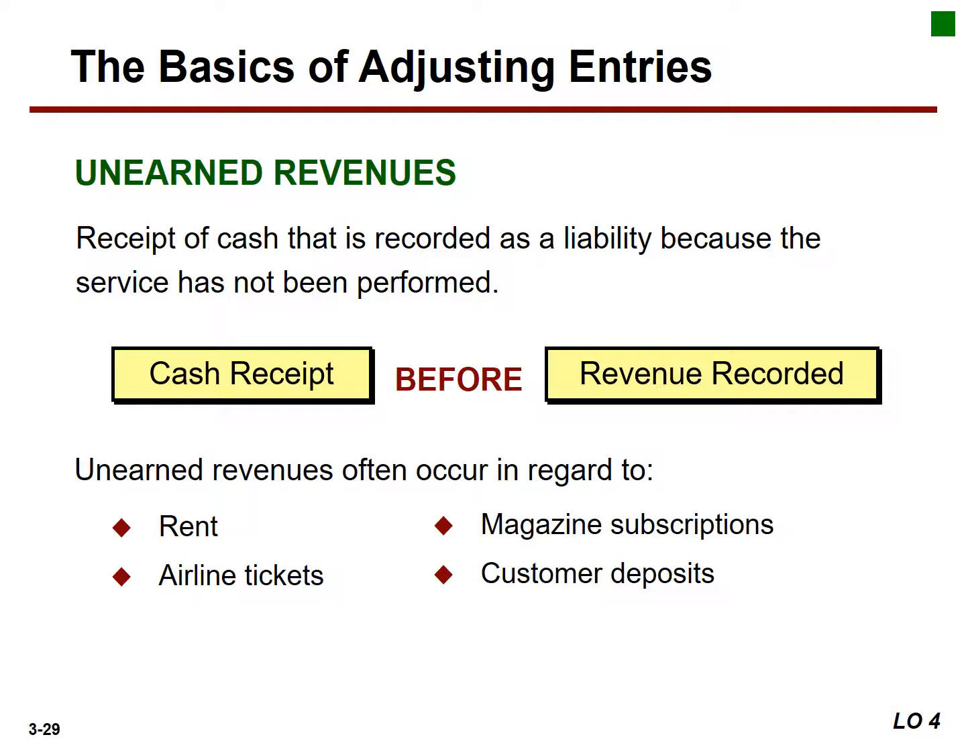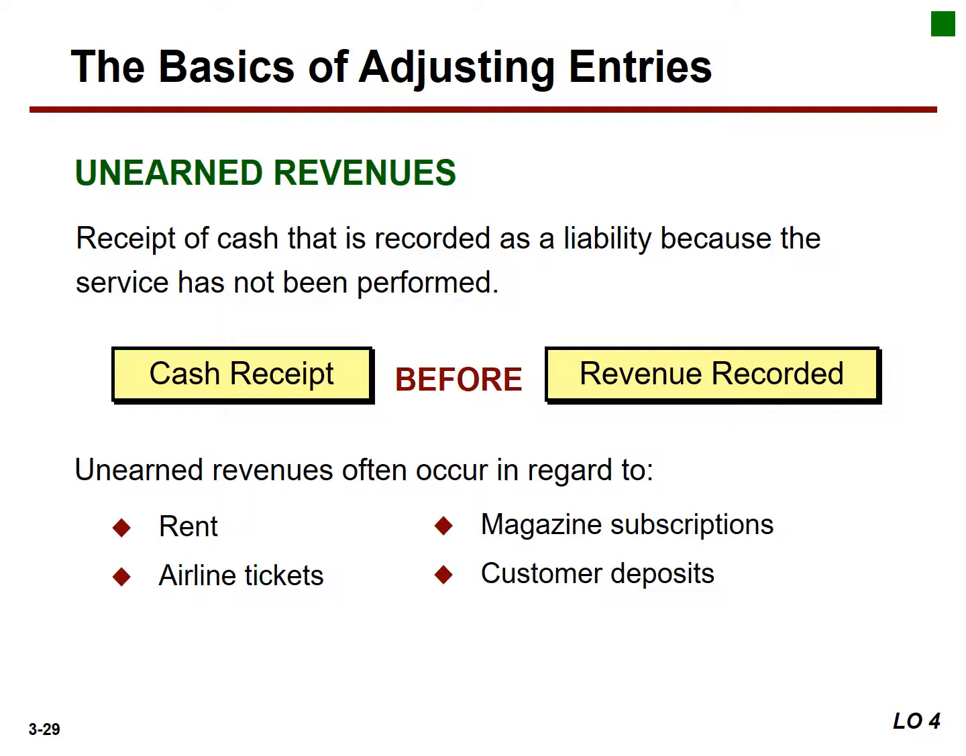All right, now let's look at our other type of deferral adjusting entry, unearned revenues. Remember, an unearned revenue occurs when a business receives a payment of cash, but they have not done any work to earn that. So this amount that has been received will be recorded as a liability and not transferred over to a revenue until work has actually been done.